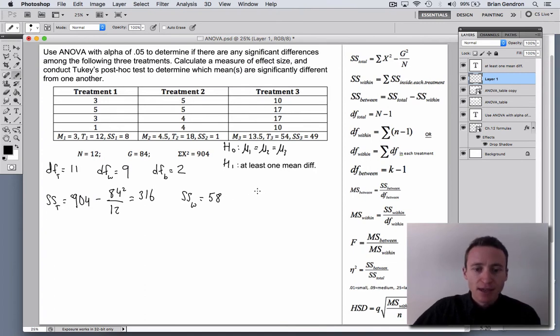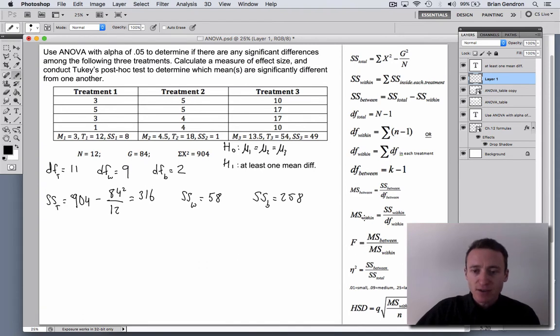All right, now SS between. The thing about SS between is now that we have our total value of 316 and our within value of 58, sum of squares between is going to be 316 minus 58, which is 258. Okay, we have 6 calculations done. There's 3 more to go to complete our F statistic, our test statistic.